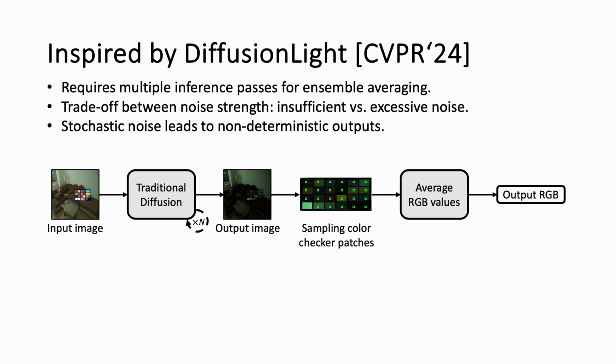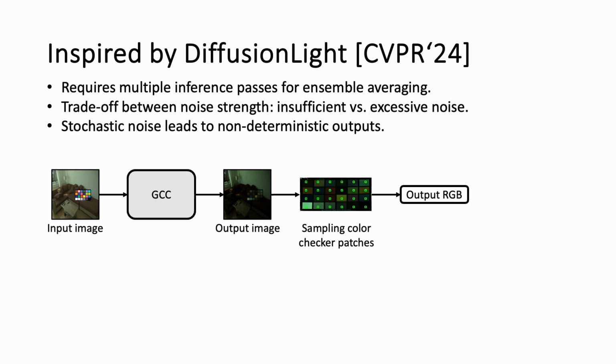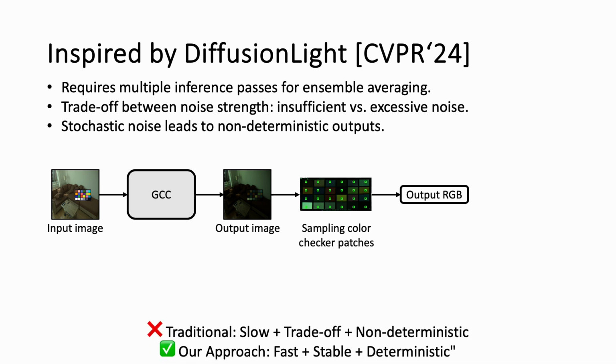Our method is inspired by the diffusion line from CVPR 2024. However, traditional diffusion model approaches have several key issues. First, they require multiple inference passes for ensemble averaging, which is computationally inefficient. Second, there's a trade-off with noise strength. Insufficient noise fails to effectively suppress original color information, while excessive noise disrupts structural consistency. Third, stochastic noise leads to non-deterministic output. In contrast, our approach is fast, stable, deterministic, and requires only a single inference to obtain consistent results.